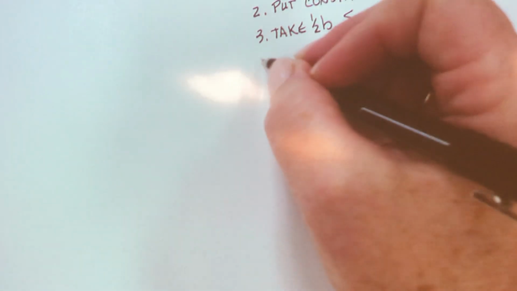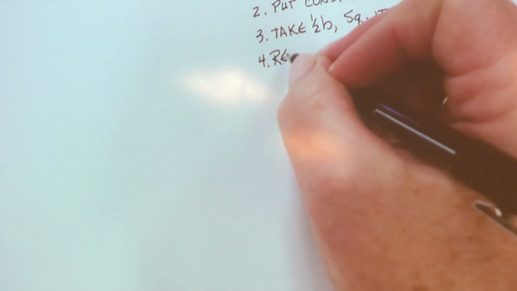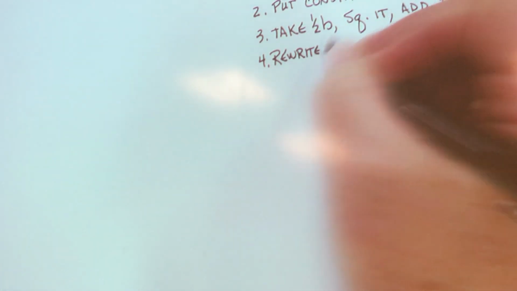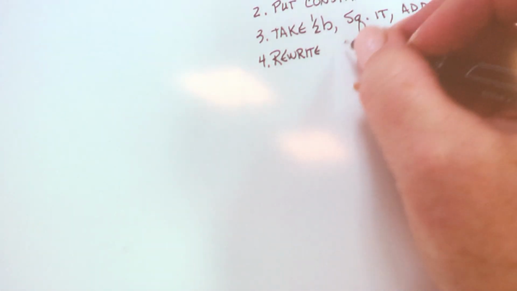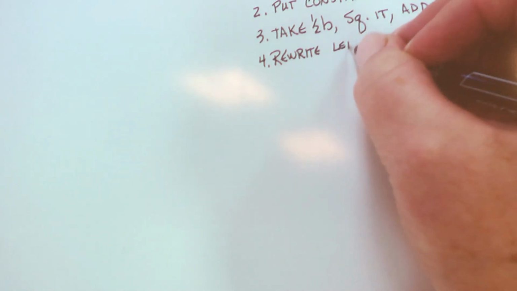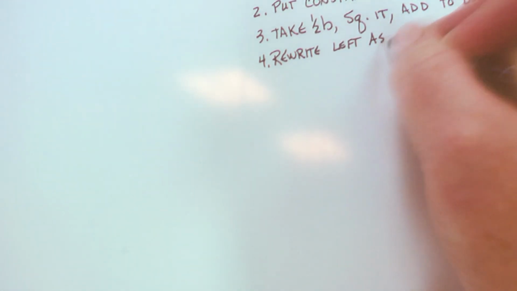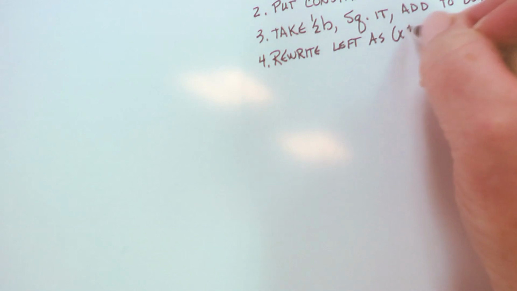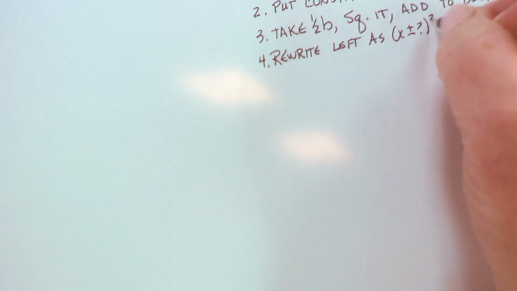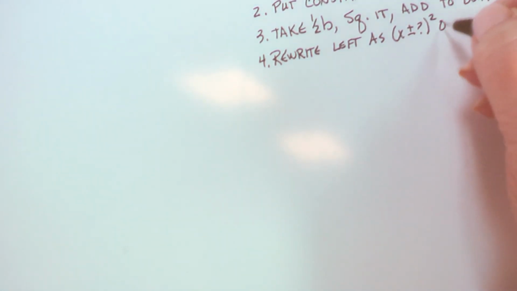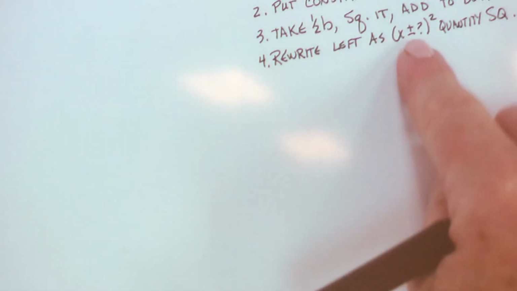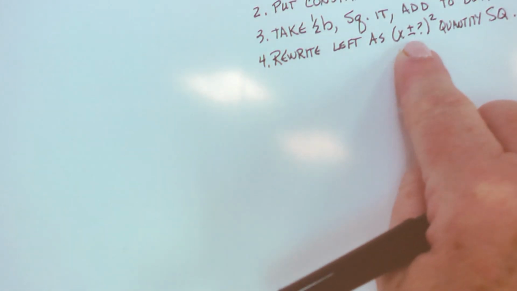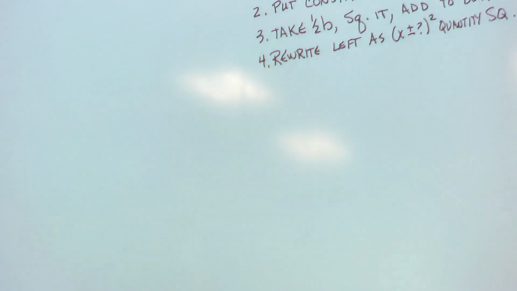The fourth thing you're going to do is rewrite the left-hand side, I'm just going to call it the left, so I'm not too wordy, as x plus or minus something squared. Or you could call it a quantity squared. That's what I'll call it, because that's what it is. It's a binomial squared.